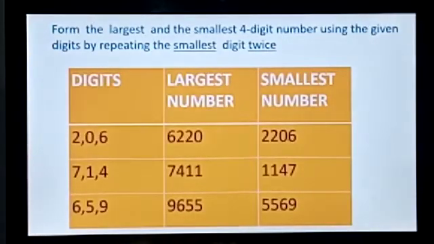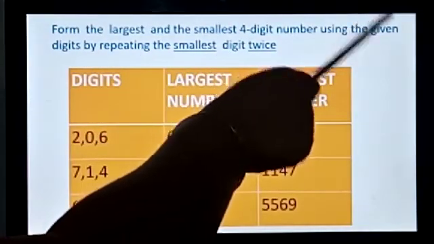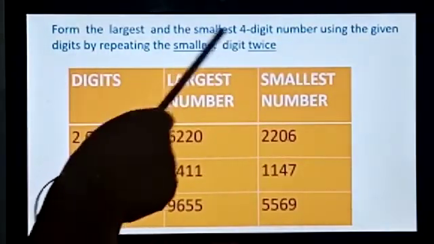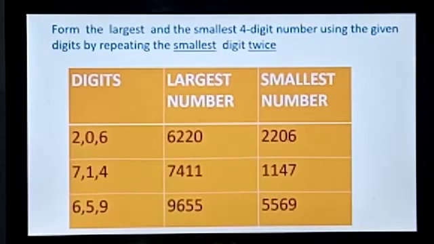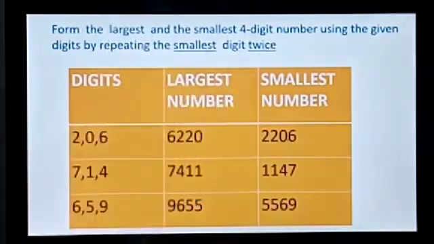Now let us see one more method. Form the largest and the smallest four-digit number using the given digits by repeating the smallest digit itself. So, this is one more form of writing a four-digit number, with the smallest digit repeated twice. So you should see what is the smallest digit given to us among the numbers, and you need to repeat it. Repeat it means you need to write that digit two times. So that smallest digit should be repeated twice.